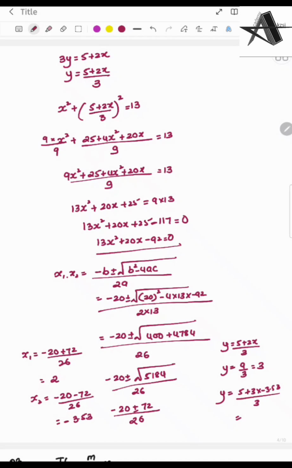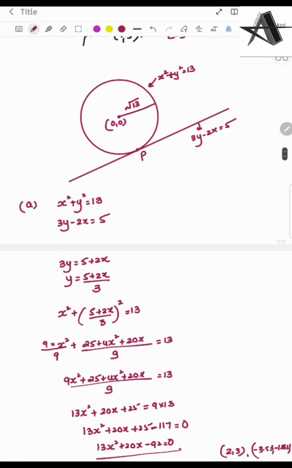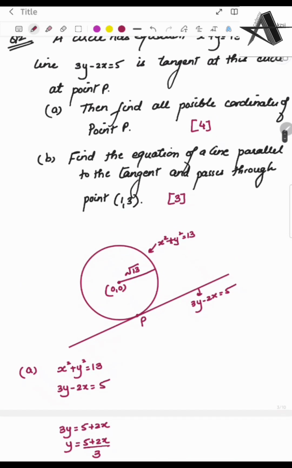So this will give you the answer as negative 1.863. So what are the pairs now? When x is 2, y is 3. Another pair is when x is negative 3.53, y is negative 1.863. These are two pairs. So the possible coordinates of P we have calculated, we will get two different coordinates.